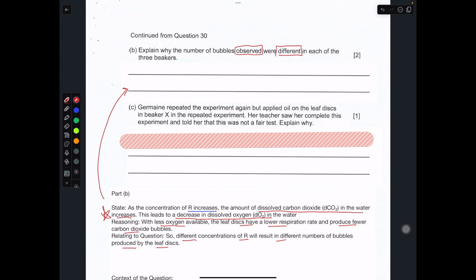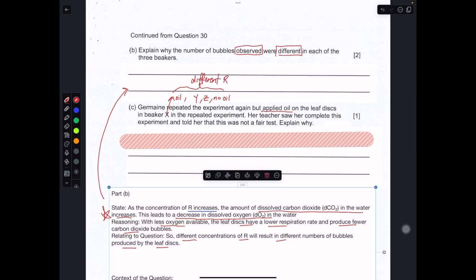Okay, so Germaine repeats the whole experiment, but this time around she applies oil on the leaf disc in beaker X and repeats. So it seems like she's trying to tell us this one got oil, then Y and Z got no oil. And remember, all of them have different concentrations of R. Okay, and told her that this was not a fair test. Would this be a fair test?